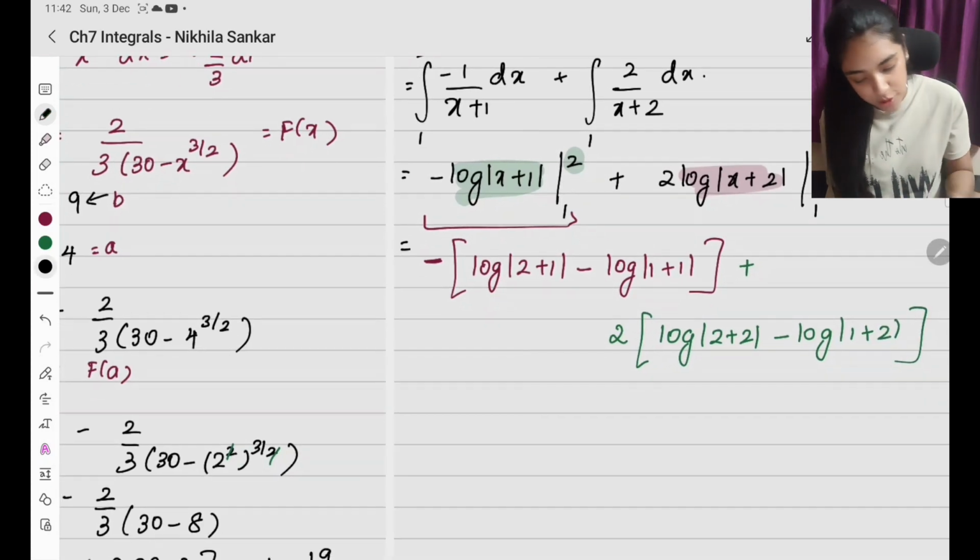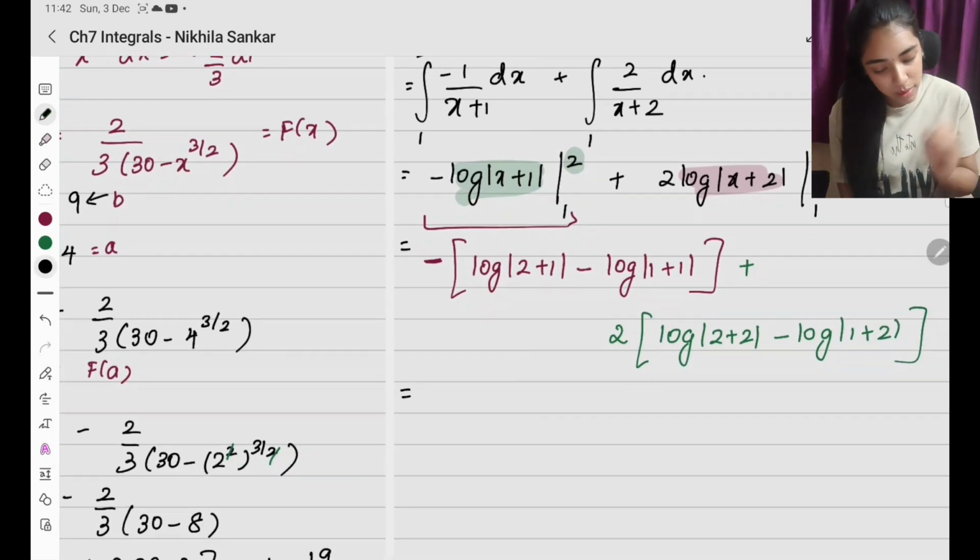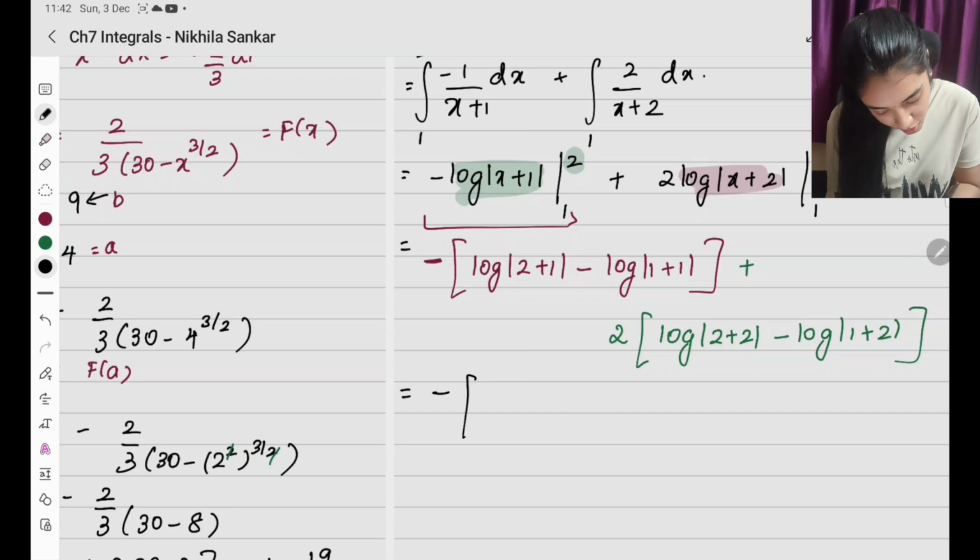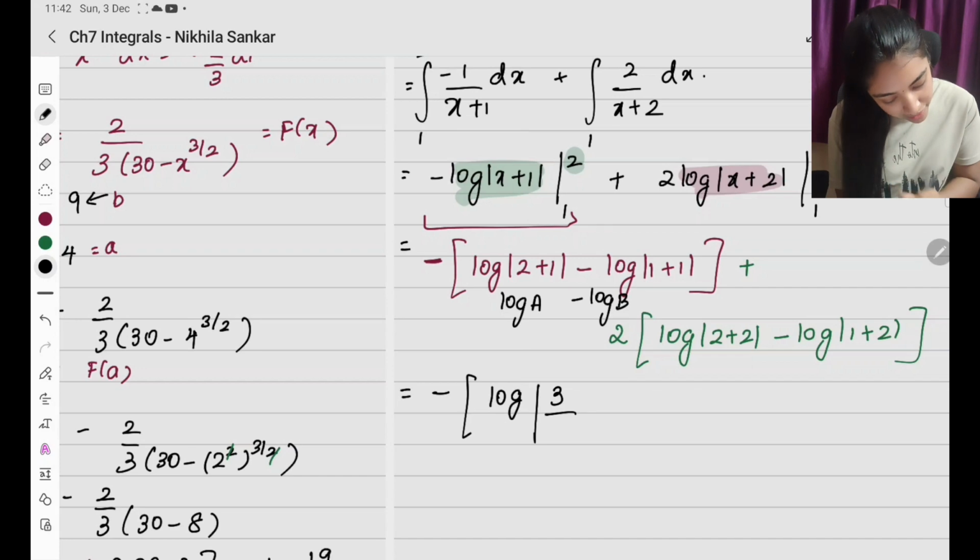Okay, so how does my final answer look? Multiplying the minus, you have log of a minus log of b, right? So I have minus of log of a by b. So this is going to be log a minus log b, which is going to be log of a by b. So log of a is going to be 2 plus 1, 3, divided by 1 plus 1, 2.